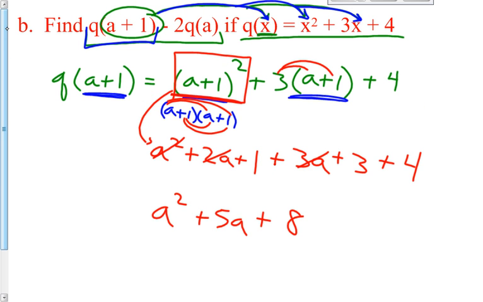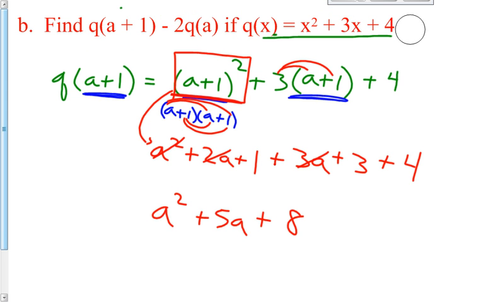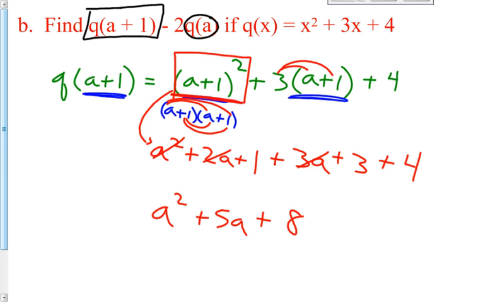Now class, we've done this part right here. Now we got to find a negative 2 times q of a. So what we have to do is erase this mess again so you guys can understand what's going on. We've already done this part, so this part is done. Now q of a, we have to multiply by a negative 2. So q of x is right here, so I'm going to put an a into this part, and into this part.